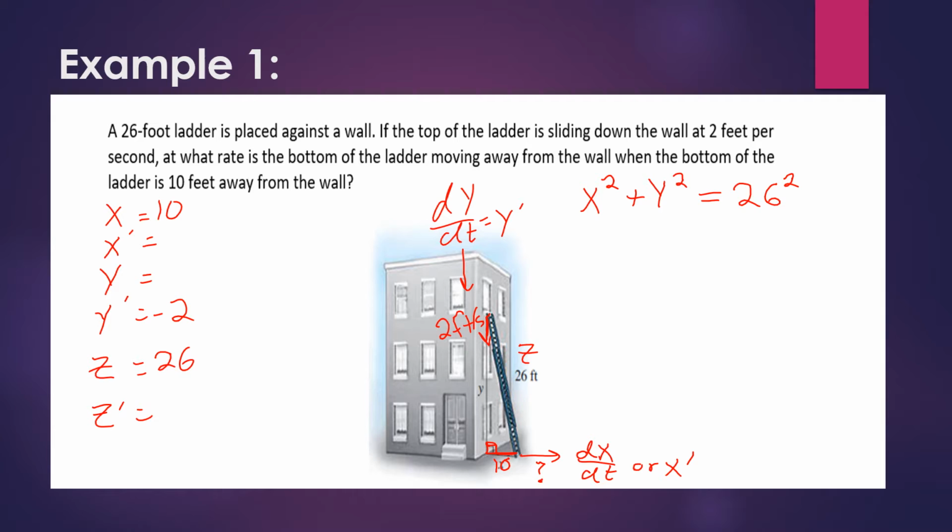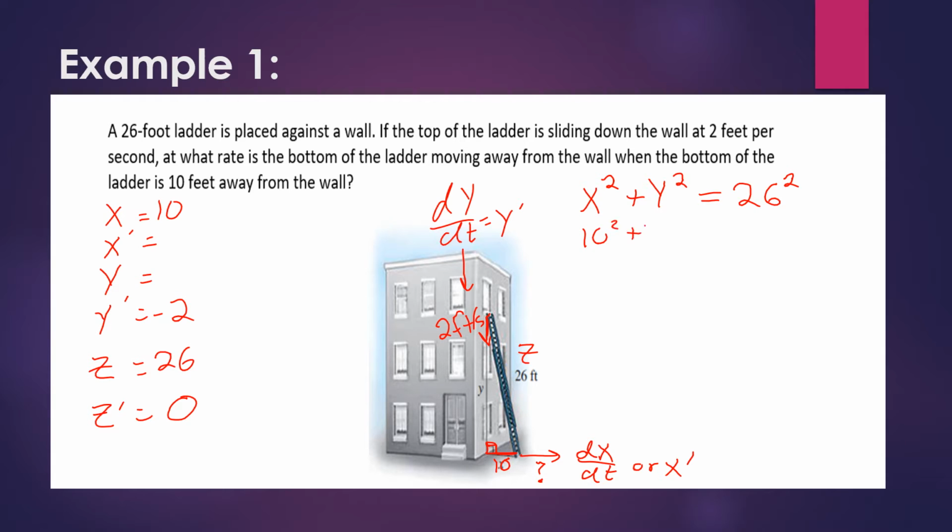Z prime, dz/dt, does the length of the ladder change throughout the problem? As far as we know, no. It is a fixed 26 feet, meaning the change in z is non-existent, 0. So that just leaves us with two missing variables, y and x prime. So x prime is what we want, and if I had to guess, we're probably going to use y. So let's go ahead and solve for y. So I'm going to do that by plugging in 10 for x.